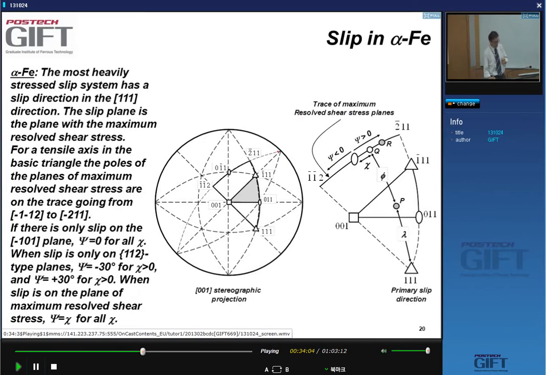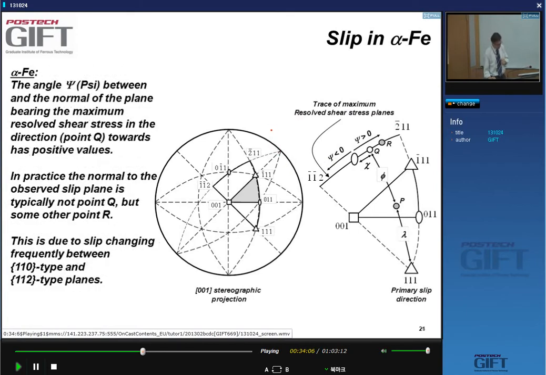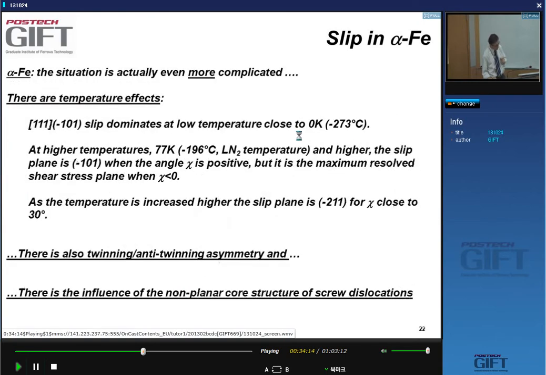Right. Okay. And I think I've already said all this. So you would think at this point, the only thing you really have to remember is that the selection of the actual slip plane in BCC is pretty much a headache, yes? That's not even enough. It's even more complex.